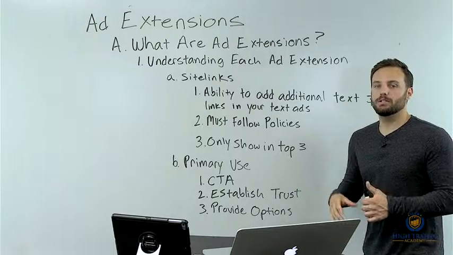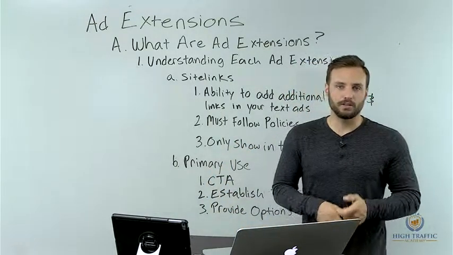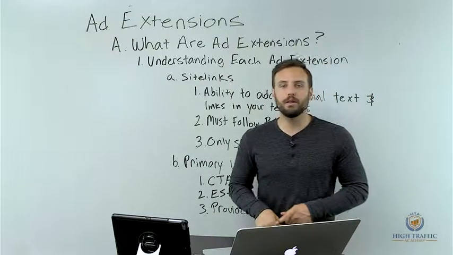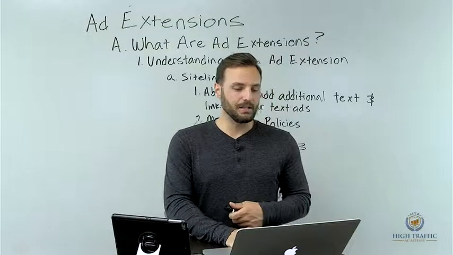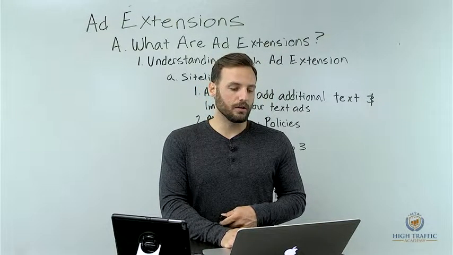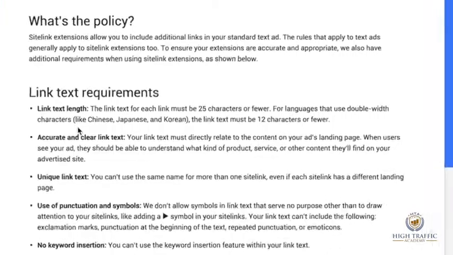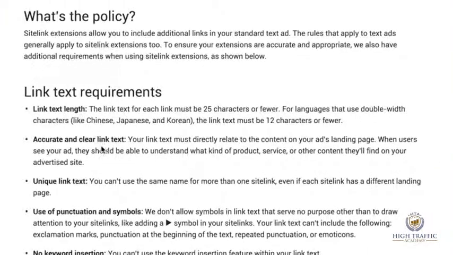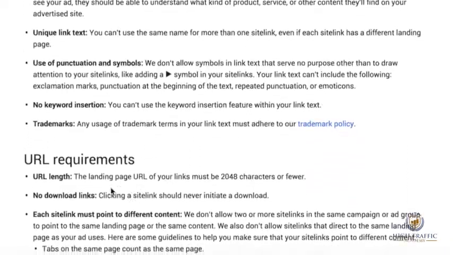there is a set of policies that they must follow. So you can't do certain things and you can do certain things. It's important to familiarize yourself with the actual policies. A few of the most predominant policies are listed here on Google's policy site for ad extensions. And you'll notice if you look at my screen, they include things like the link text length, accurate and clear link text, unique link text, no trademarks, keyword insertion, URL length.